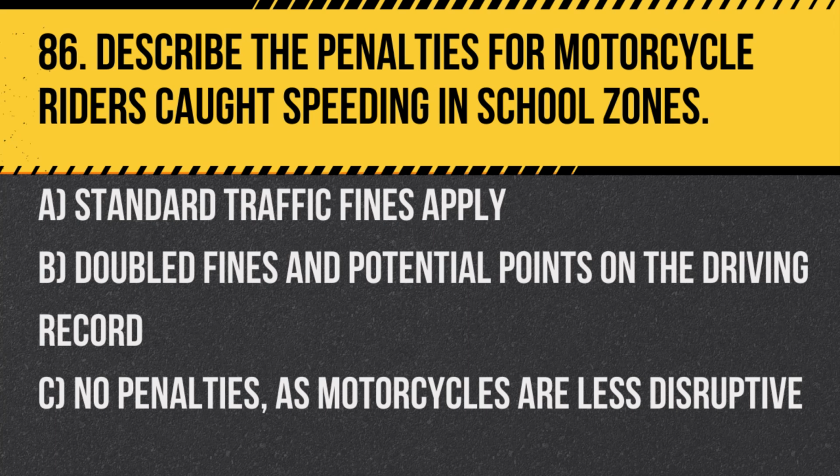Question 86. Describe the penalties for motorcycle riders caught speeding in school zones. A. Standard traffic fines apply. B. Doubled fines and potential points on the driving record. C. No penalties as motorcycles are less disruptive. Answer: B. Doubled fines and potential points on the driving record. Penalties are increased in school zones to enhance safety for children and pedestrians.